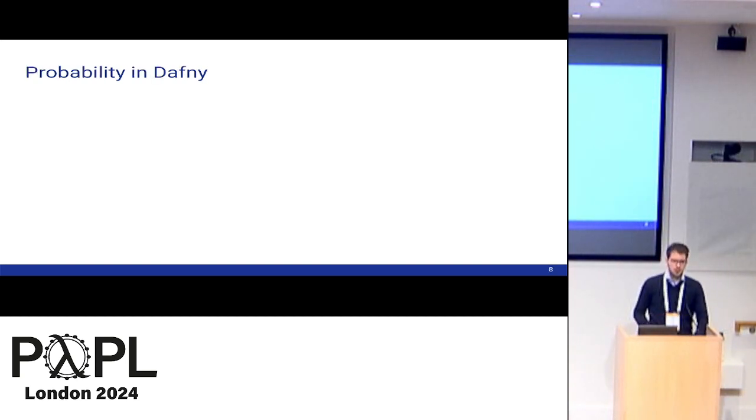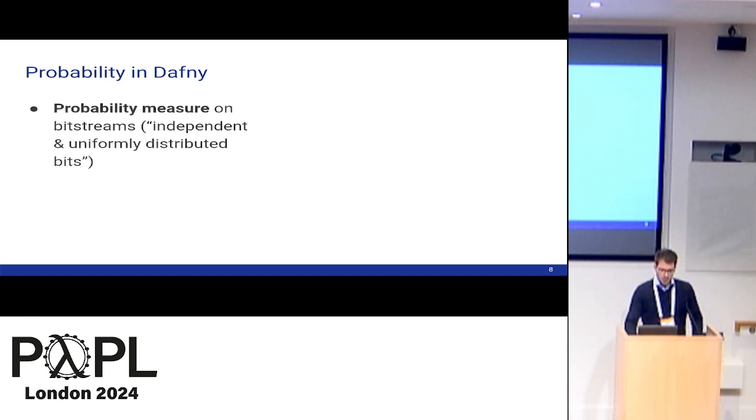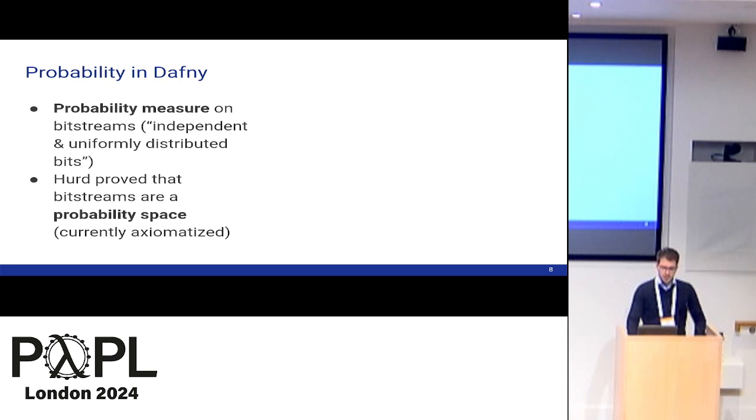All right, so this shows how to include randomness in Dafny, but how can we actually reason about the probabilities of those random values? For that, we need some probability measure. And we put those on the bit streams because the bit streams is where the randomness comes from. And the probability measure we put on the bit streams expresses the idea that all the bits are independent and uniformly distributed, so probability 1/2 of being 0 and 1. And Hurd proved that this probability measure on the bit streams makes them a probability space, which we have currently axiomatized but want to prove in the future.